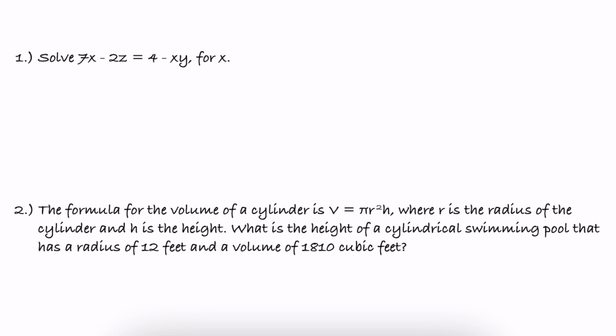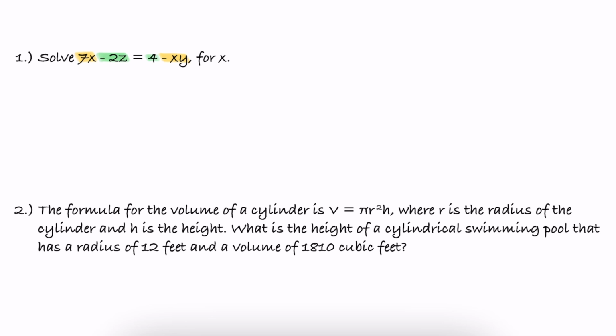So this first question is asking us to solve for x given 7x minus 2z is equal to 4 minus xy. So the first thing I'm going to do here is just isolate the terms with x in them on one side of the equation and then everything else on the other side of the equation. So that just means that the 7x and this minus xy will be on one side, and then the minus 2z and the 4 will be on the other side.